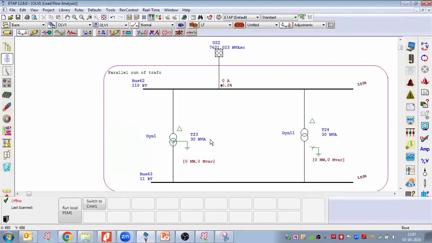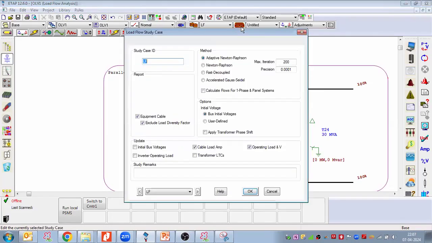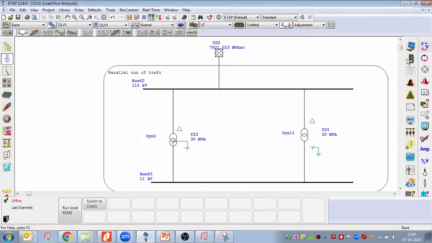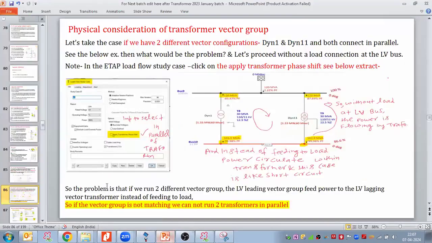If you see, I have taken two different conditions, right? But why was nothing happening? Yes, sir. Because I had not selected this. So apply transformer phase shift, click on this, click OK, and then run. Then the result comes out.